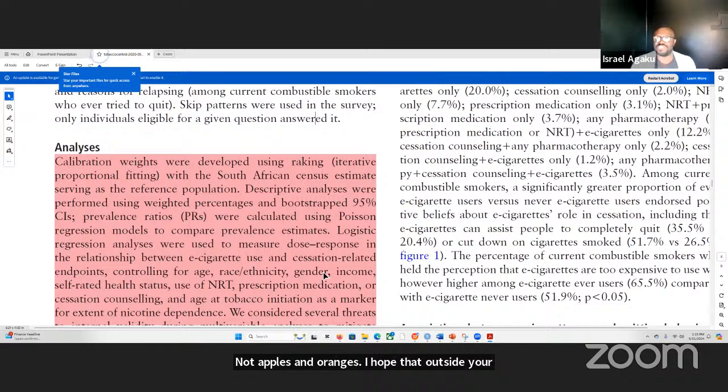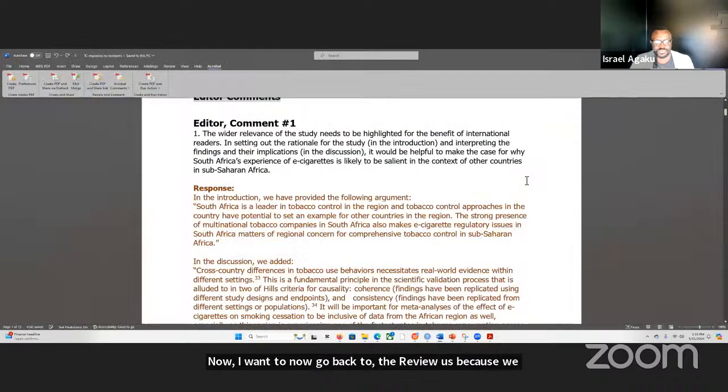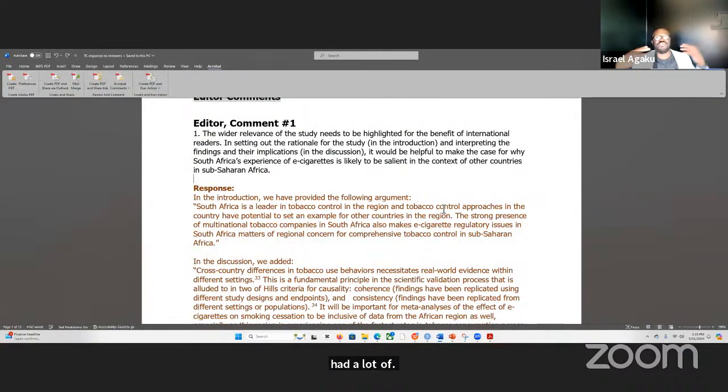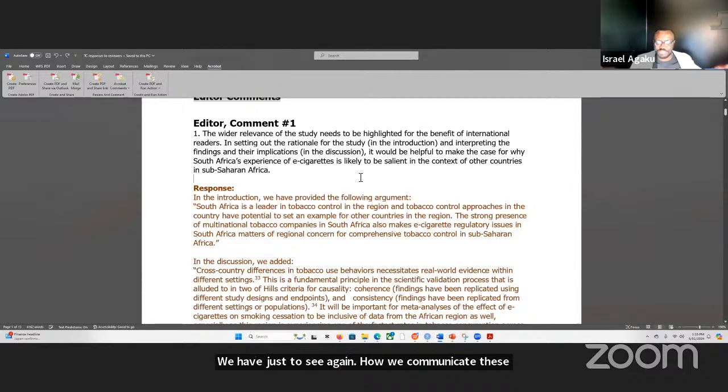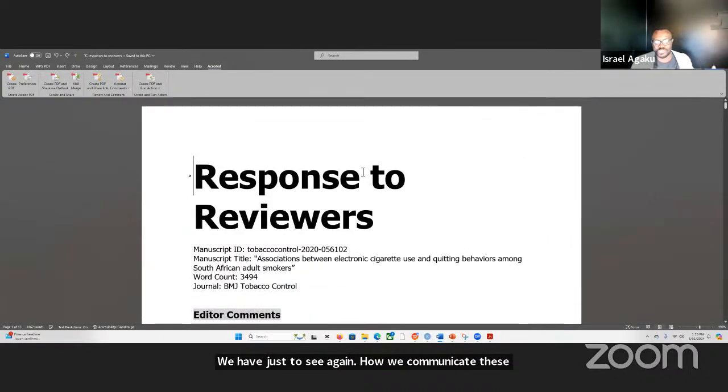Now, I want to go back to the reviewers, to see again how we communicate these issues with reviewers as part of a scientific process so that you have a full spectrum of what goes on. So this is our response to reviewers in that paper. I want to give you a highlight of some of the issues that were raised during the peer review process and how we responded to them.